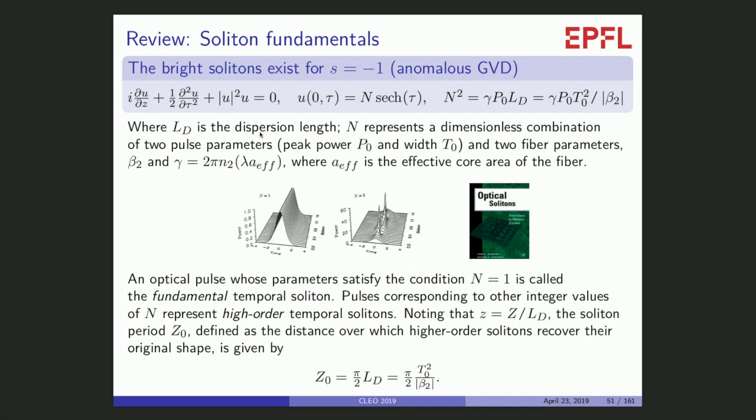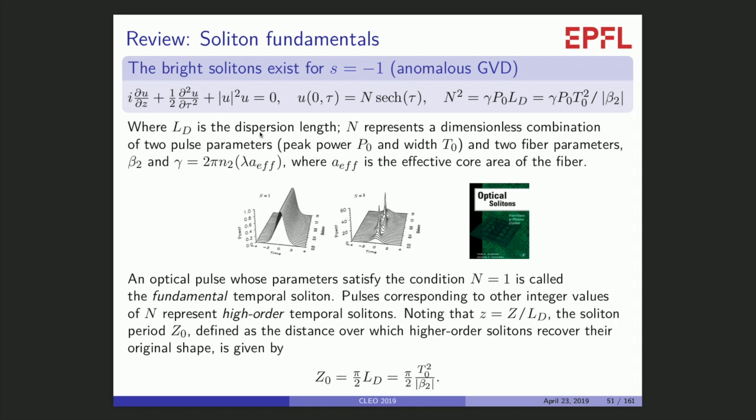So this is the equation for the case of S equal to minus 1, the NLSE. It describes the propagation along a fiber with renormalized units. This term here is just the dispersion of the pulse. The second term here is the nonlinearity, written in this dimensionless form. And the first solution to that equation is the so-called first order soliton, where this N is equal to 1. And this N is given by gamma, our nonlinear coefficient, times P0 times the dispersion length, LD. That can be re-expressed as gamma P0 times the pulse duration squared over beta2. So if you launch a power that exactly corresponds to the first order soliton, that soliton would retain its shape throughout the entire fiber.